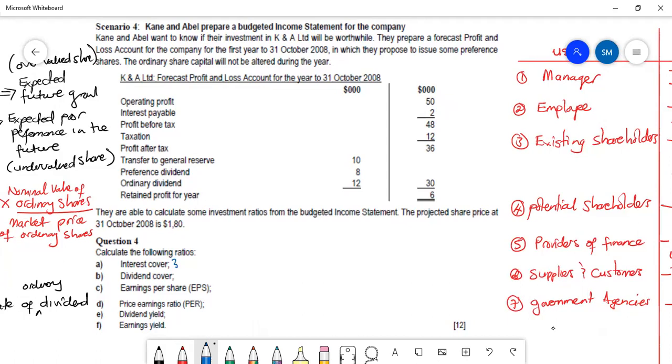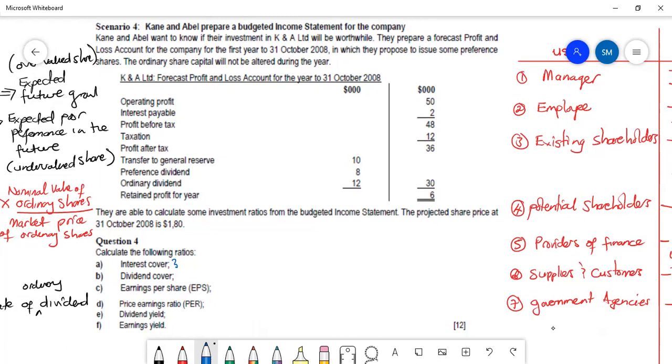So we're told that Kane and Abel prepare a budgeted income statement for the company. Kane and Abel want to know if their investment in Kane and Abel Limited will be worthwhile. So these guys are actually investors. They prepare a forecast profit and loss account for the company for the first year to 31 October 2008, in which they propose to issue some preference shares. The ordinary share capital will not be altered during the year.